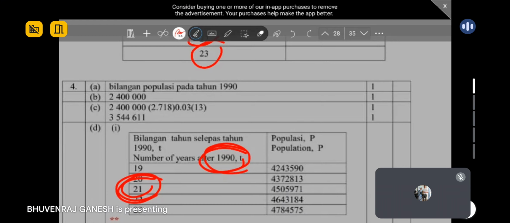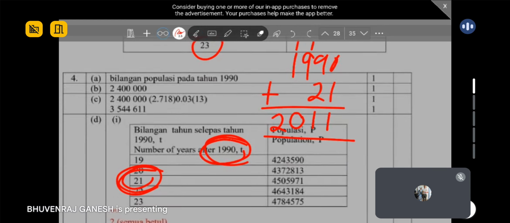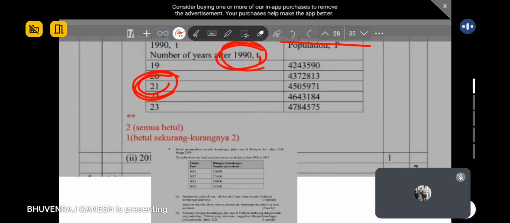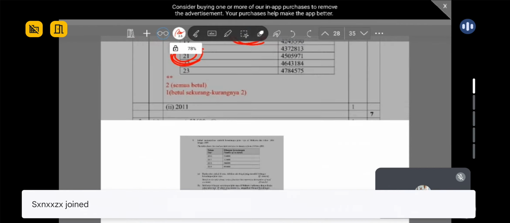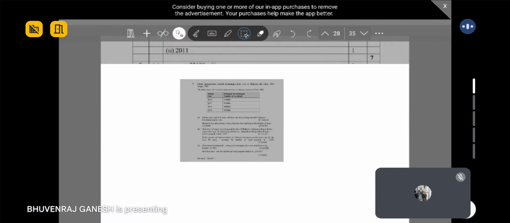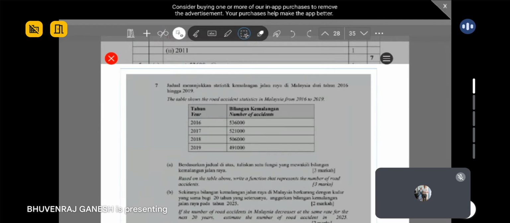It's not 2121, it's 2011, guys. Make sure you know how to add correctly, okay. So you will get 2011. Okay, so the answer is 2011. Okay, can you understand? Very easy. Okay, so clear? Up until now, do you all understand? It's very straightforward, very basic. Alright, so next question.